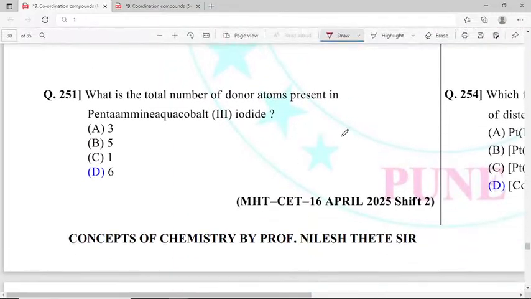What is the total number of donor atoms present in the complex? Total number of donor atoms stands for coordination number. So the coordination number is penta, amine, aqua, each one, so this is 6. Pentaamineaquacobalt iodide.